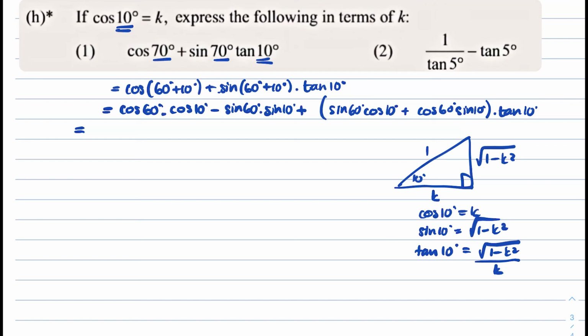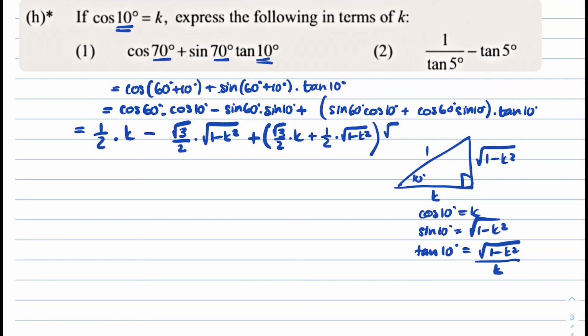The cosine of 60, well, that's a half, times the cos of 10, well, that's k, minus the sine of 60, which is the root of 3 over 2, times the sine of 10, well, that's the root of 1 minus k squared. Plus the sine of 60, the root of 3 over 2, times the cos of 10, that's k, plus the cos of 60, that's a half, times the sine of 10, which is the root of 1 minus k squared. And the tan of 10 is the root of 1 minus k squared over k.